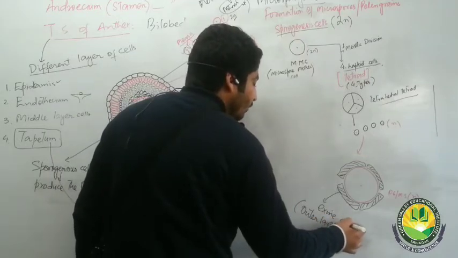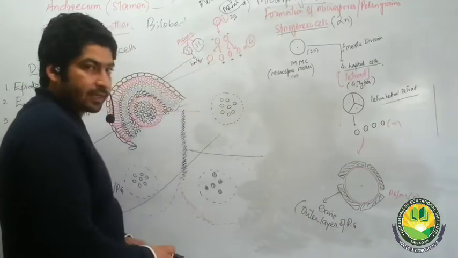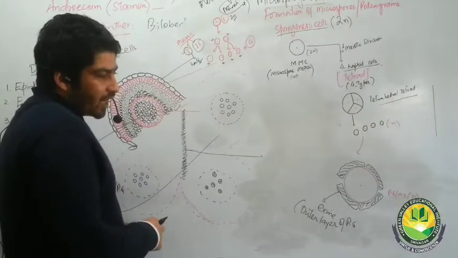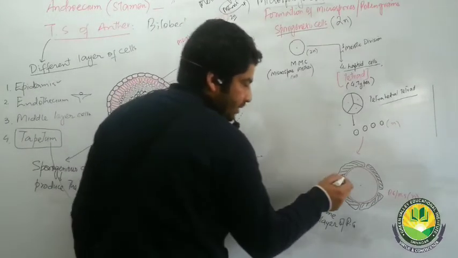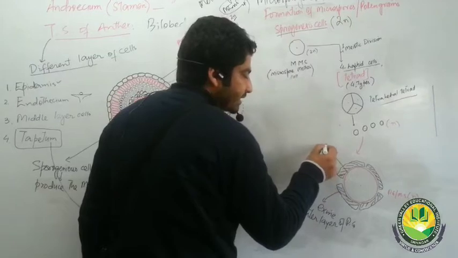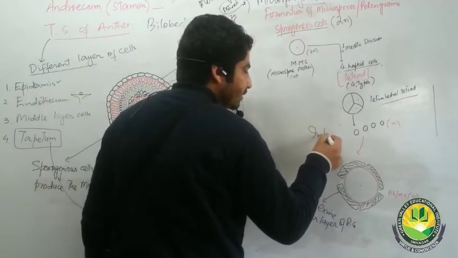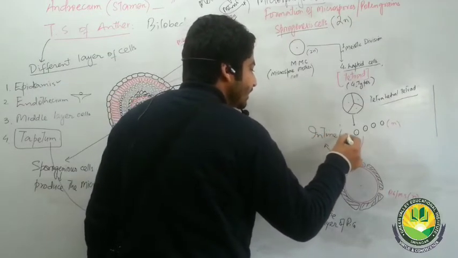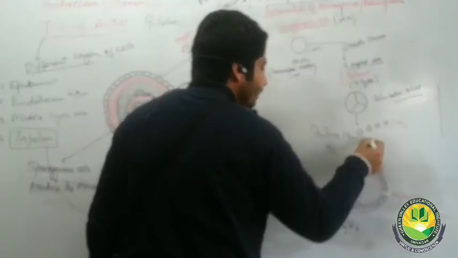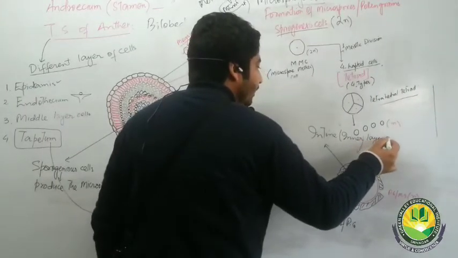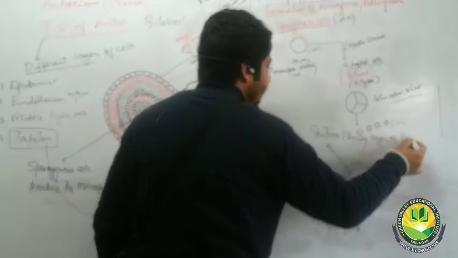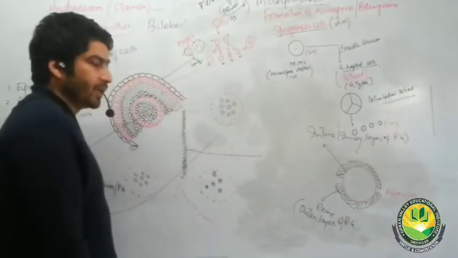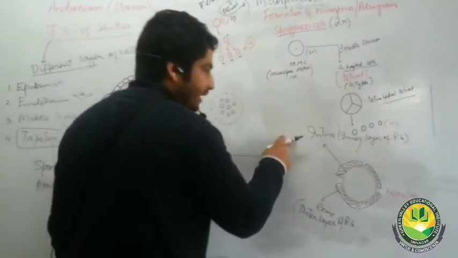Outer layer of pollen grain, the exine. Now, inside we have another layer of this pollen grain. This is called the intine, that means the inner layer of the pollen grain. So we have two layers of the pollen grain, exine as well as intine.